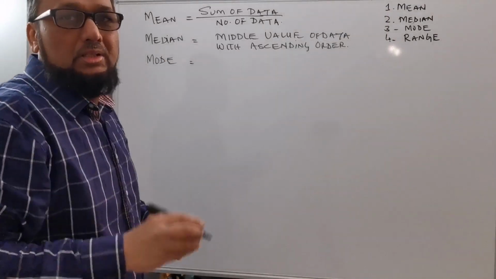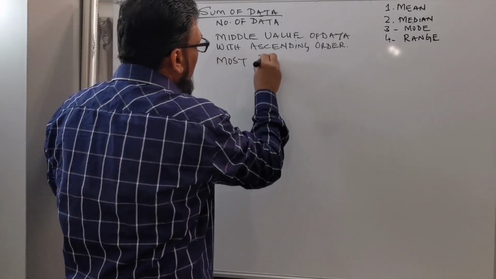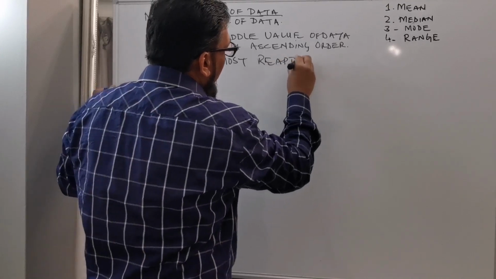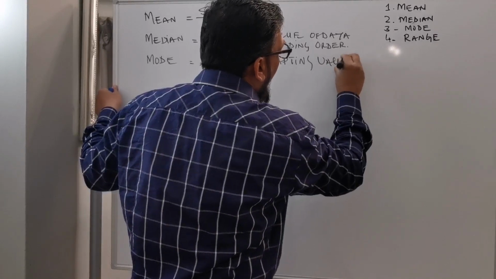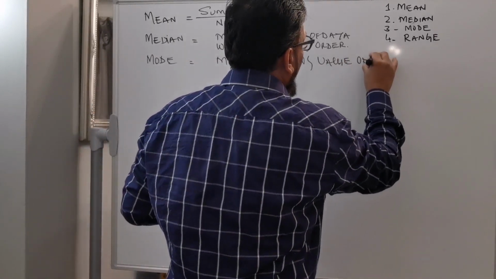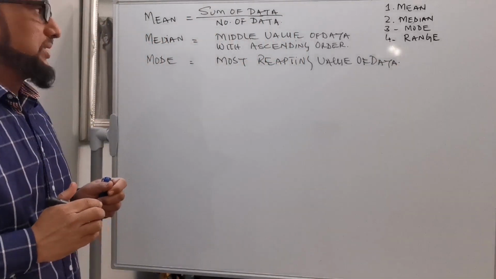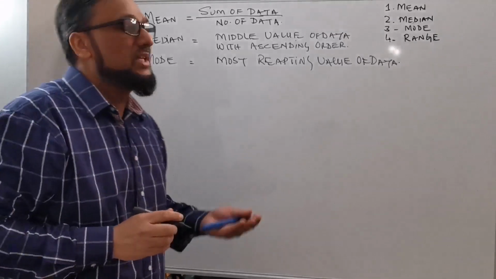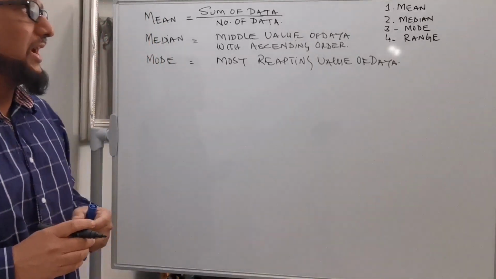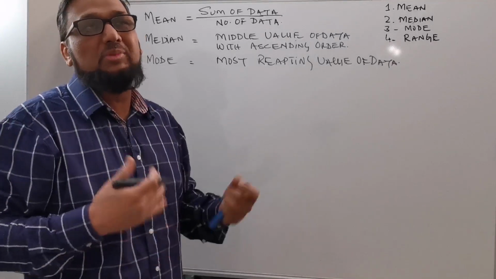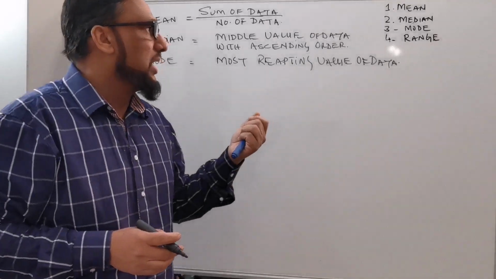So the easy way to understand the mode is the most repeating value of data is called mode. So if in a set of data there is a repeating value, I would say like 8, 8 and 8, 3 times 8 is repeating out of 10 data, so it means the 8 will be the mode.